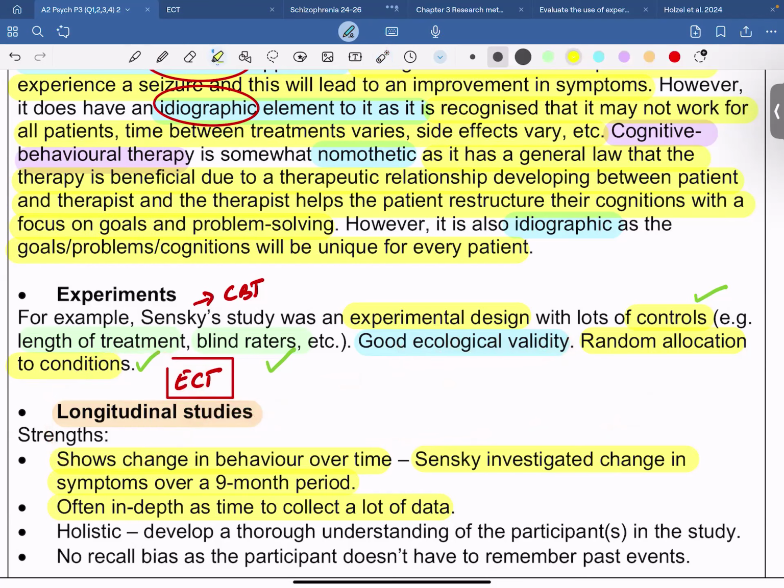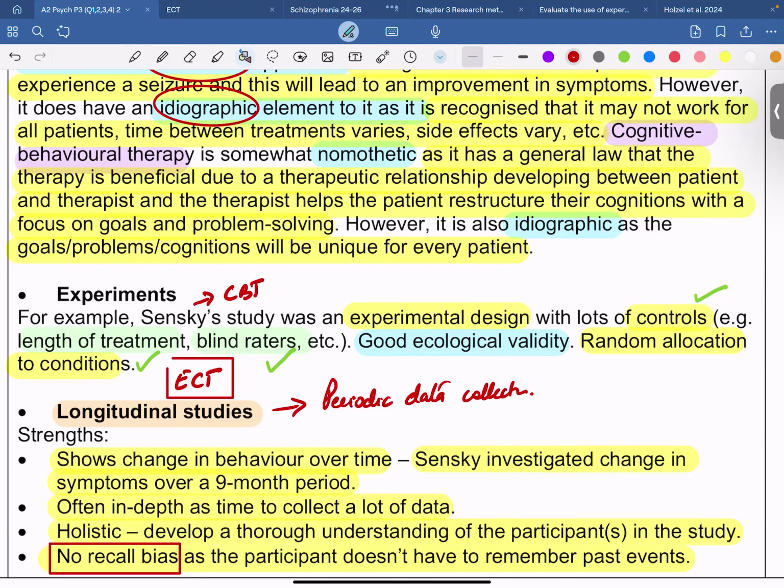So, number 3, you could refer to this as being holistic because it helps you develop a thorough understanding of the participants in the study because of the amount of time you're spending. No recall bias, as the participants don't have to remember past events, because when you talk about a longitudinal study, there is periodic data collection. You could decide when to collect data so that the participants do not have to recall things from the past. I mean, you could collect data bi-weekly or monthly or quarterly or in 6 months.